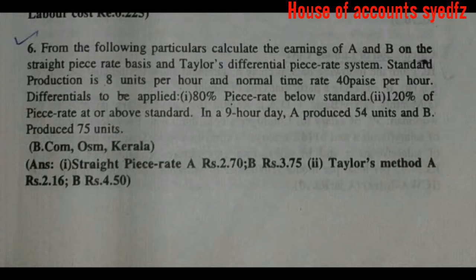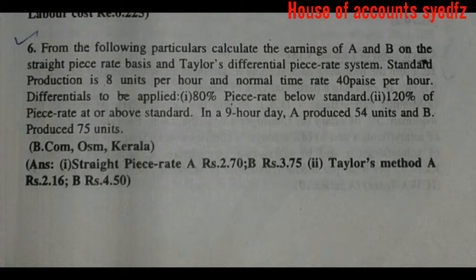Question number 6. From the following particulars, calculate the earnings of A and B on the straight piece rate basis and Taylor differential piece rate system. Standard production is 8 units per hour and normal rate 40 paisa per hour. Differentials to be applied: 80% of piece rate below standard and 120% of piece rate at or above standard, in a 9-hour day. A produces 54 units, B produces 75 units. So we have to calculate by Taylor's differential method.